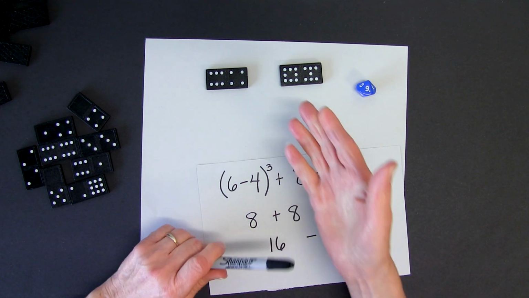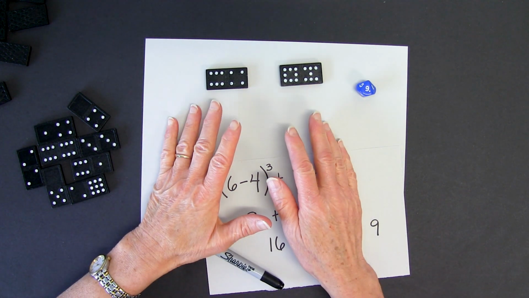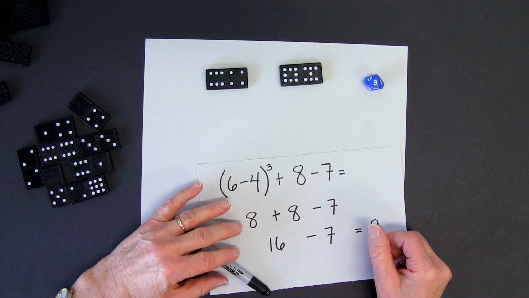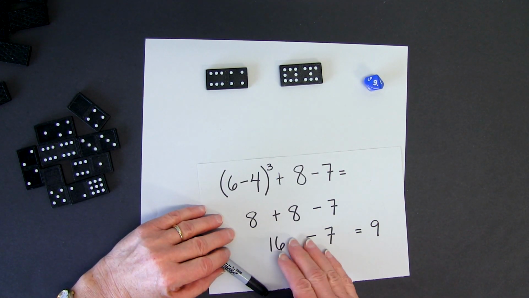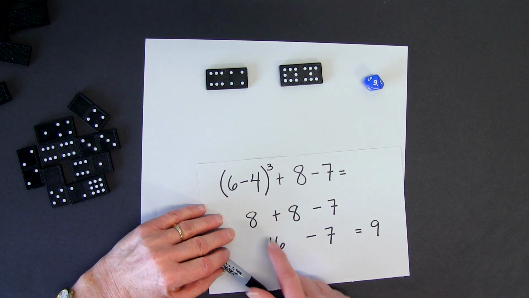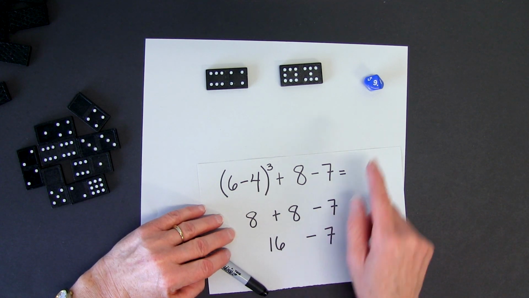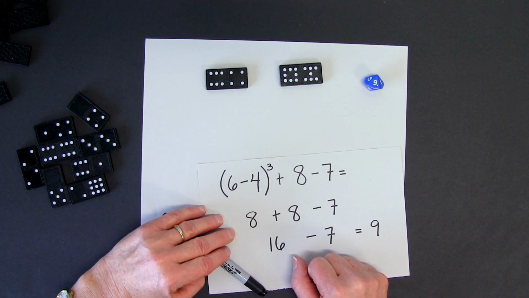So here is one way in which I can use the dominoes and a die in order to create an equation. I've used my order of operations to get to the answer.